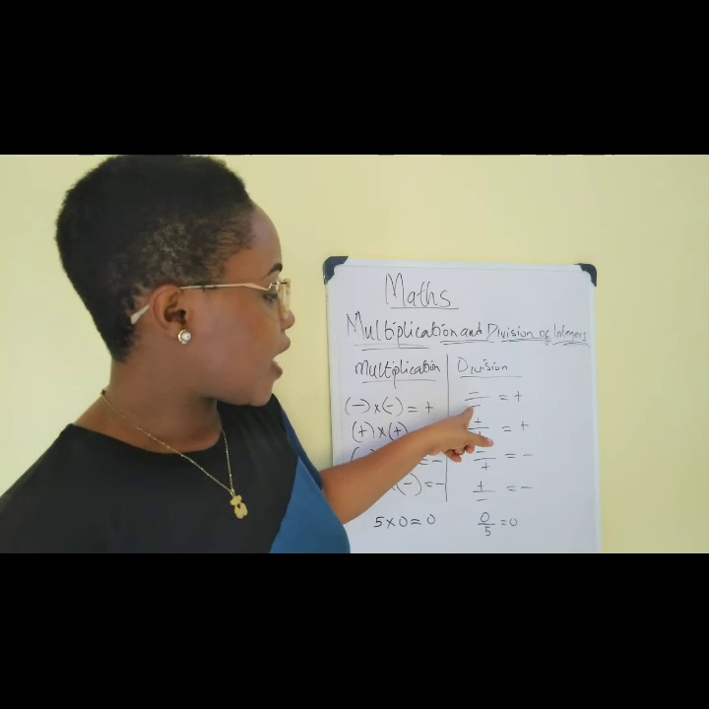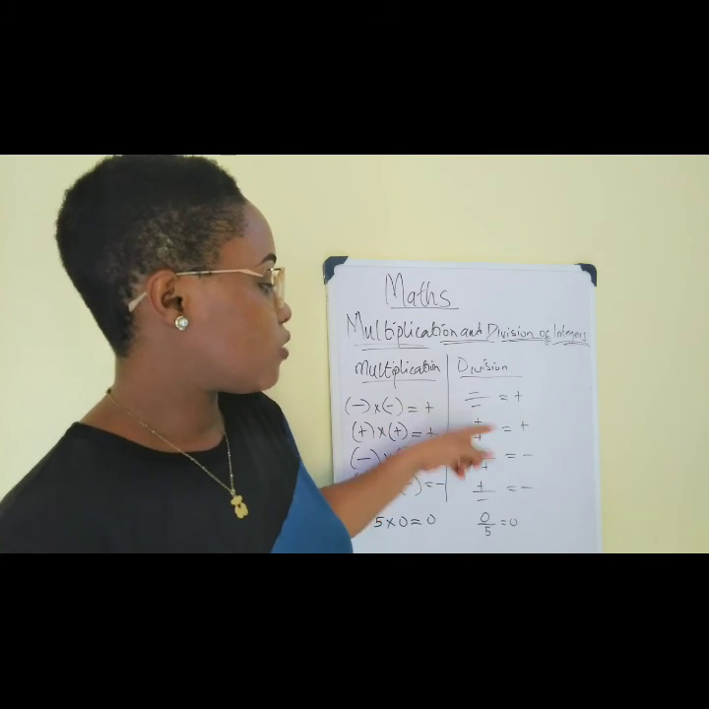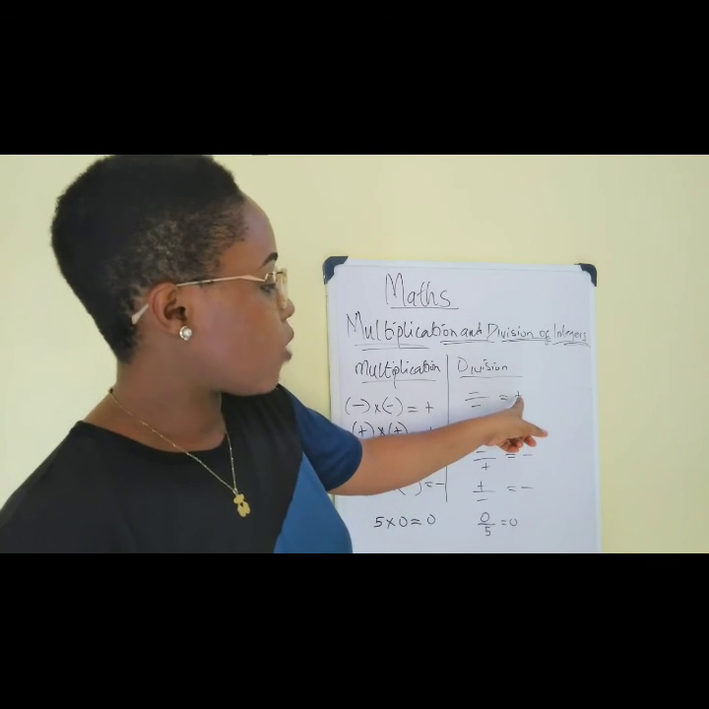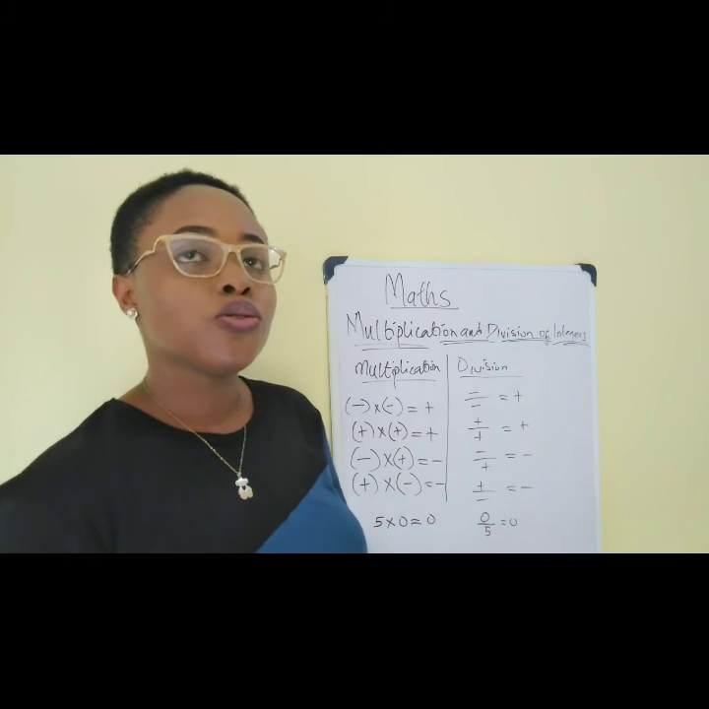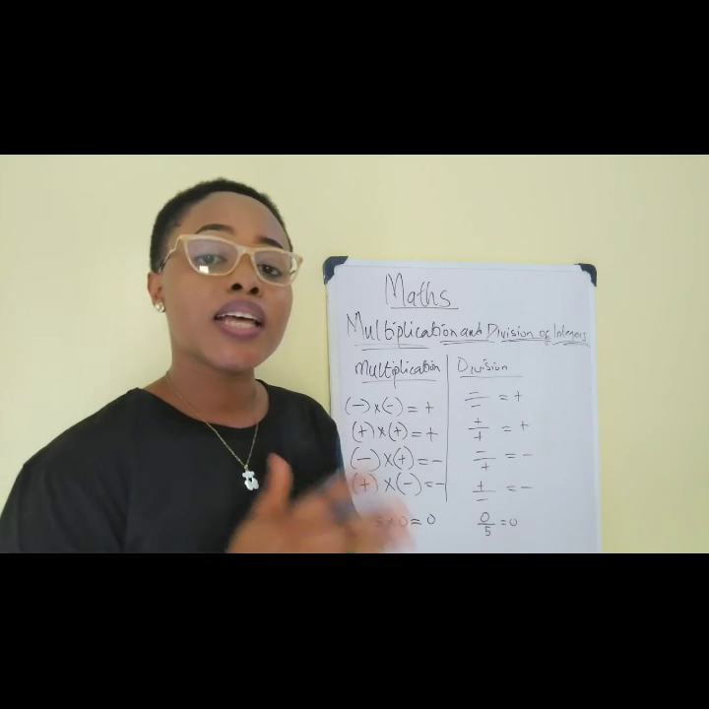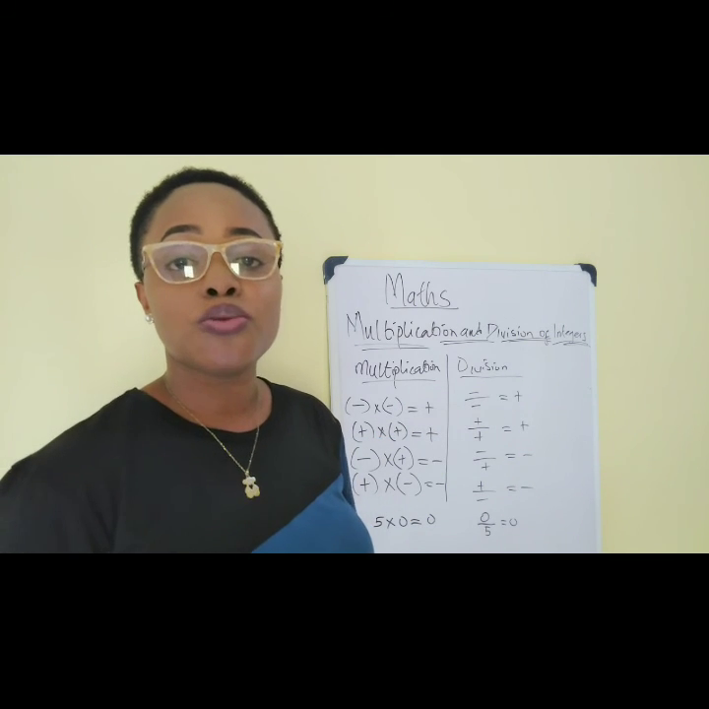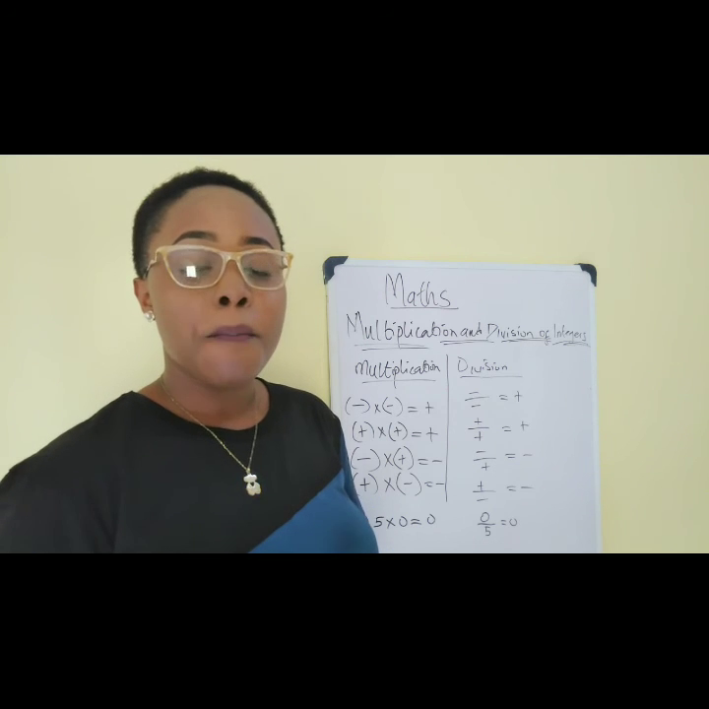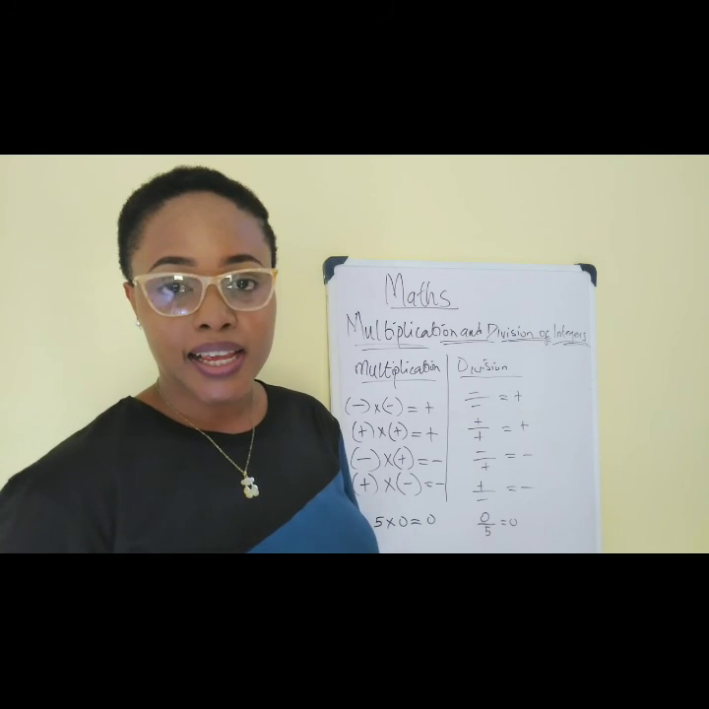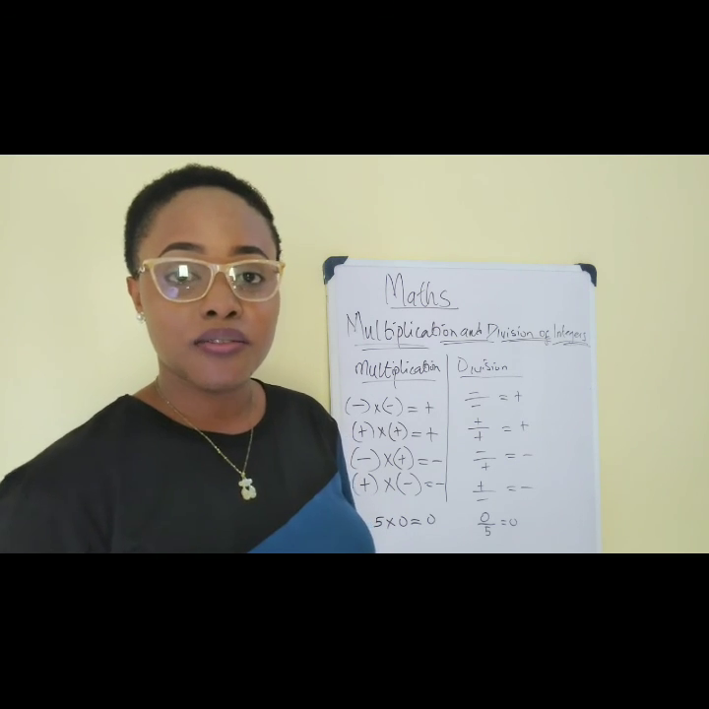If the signs of the numbers you're dividing are alike, the outcome will be a positive. So just try to remember that if the signs are alike, the outcome will be a positive outcome. But if the signs are not alike, the outcome will be a negative outcome.